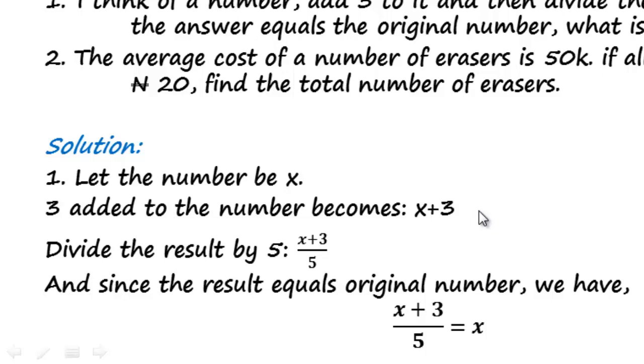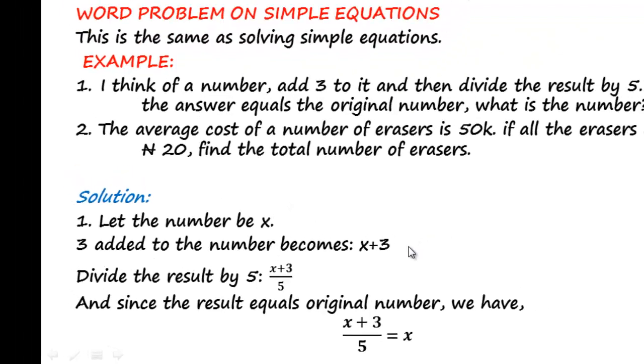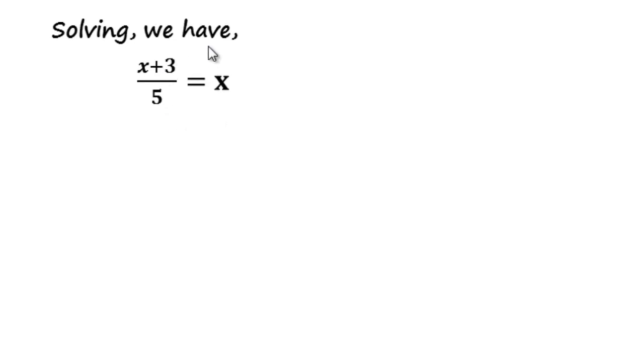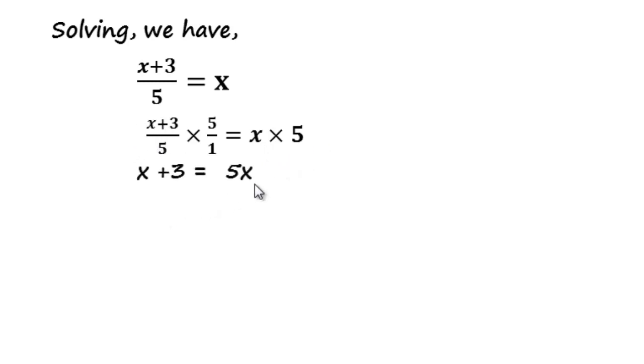We multiply both sides by 5. Now solving this, we have (x plus 3) divided by 5 equals x. We multiply both sides: 5 will cancel 5, x plus 3 remains, and then 5 times x is 5x. Now it becomes x plus 3 equals 5x.